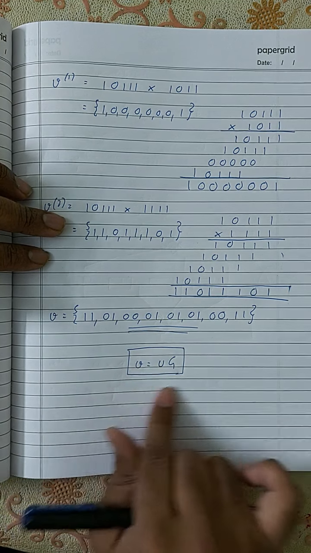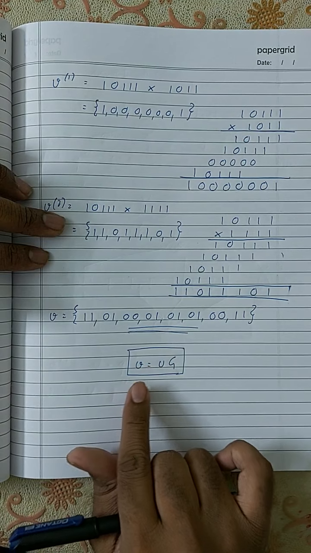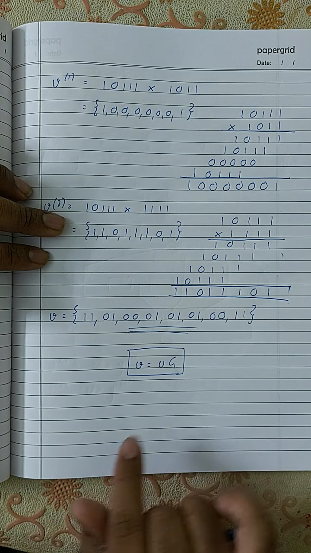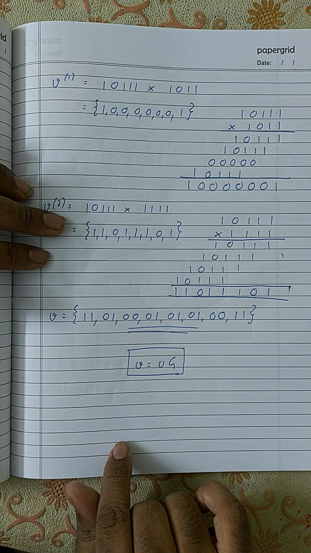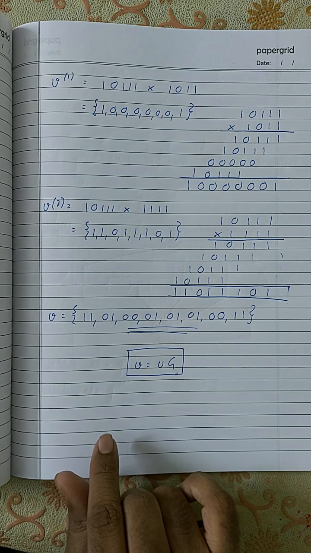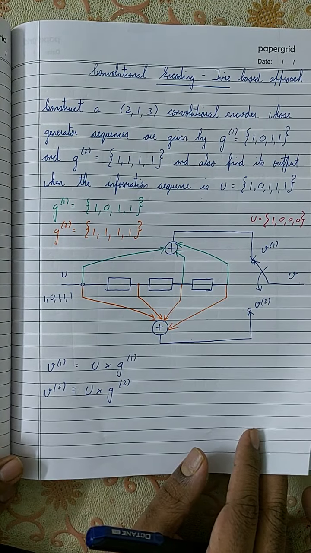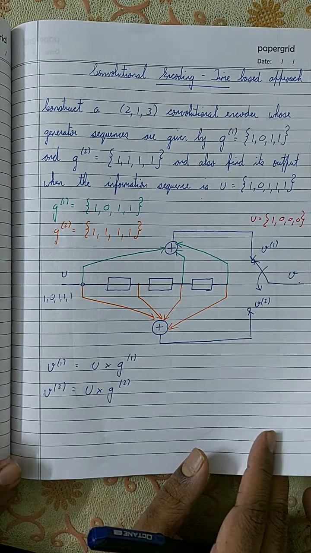So if you're going to apply this method, that is V is equal to U into G, then what you need to do is find the value of G, the value of the generator matrix. So what is the generator matrix of the (2,1,3) convolutional encoder? How do you express the generator matrix of a (2,1,3) convolutional encoder?